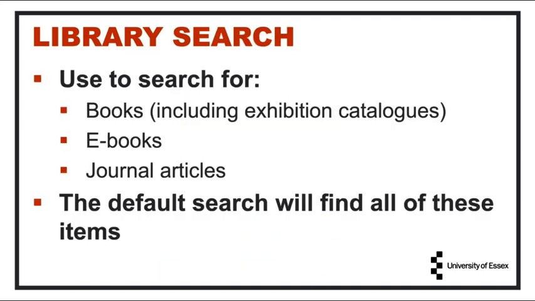You can use library search to find books and ebooks, as well as exhibition catalogues, journal articles, and various other material. The default search will find all of these items. Bear in mind that for books, library search is only searching across the titles and subject tags of the books we have, not the full text, so you may need to use quite broad keywords when you're searching for books. For example, we may not have any books specifically on Picasso's representations of women, but a book on Picasso generally may include a chapter or a section on this topic.